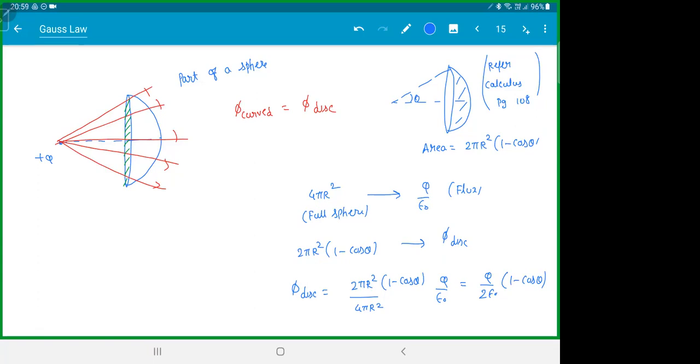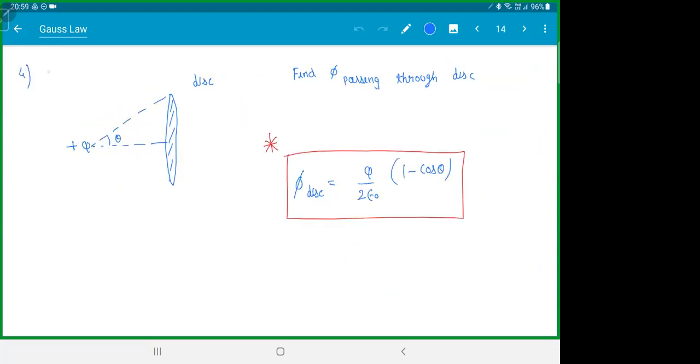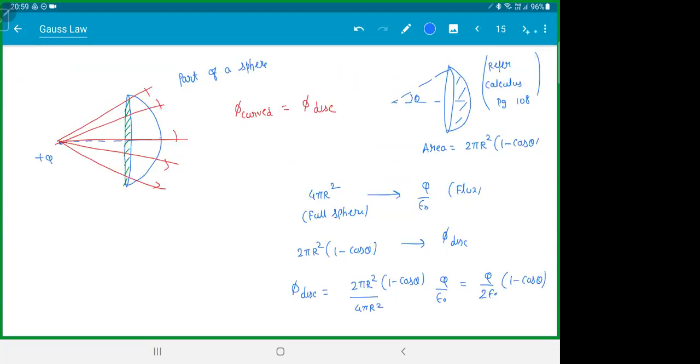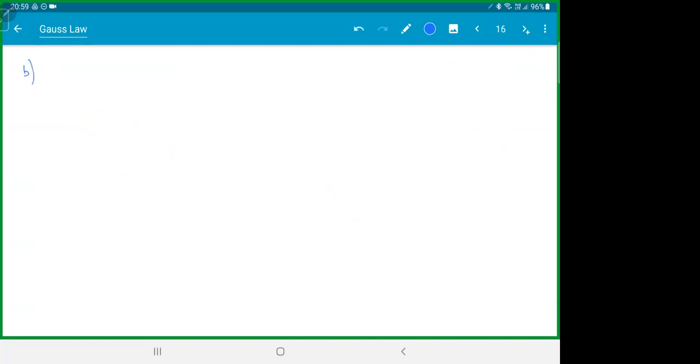Now, how can they frame questions on this? Got the result, no? Now see, the question will be like this actually. We have a charge Q1, we have a charge minus Q2. A field line leaves Q1 and enters Q2. It leaves Q1 at an angle alpha and enters Q2 at an angle beta. Find the relation between alpha and beta.